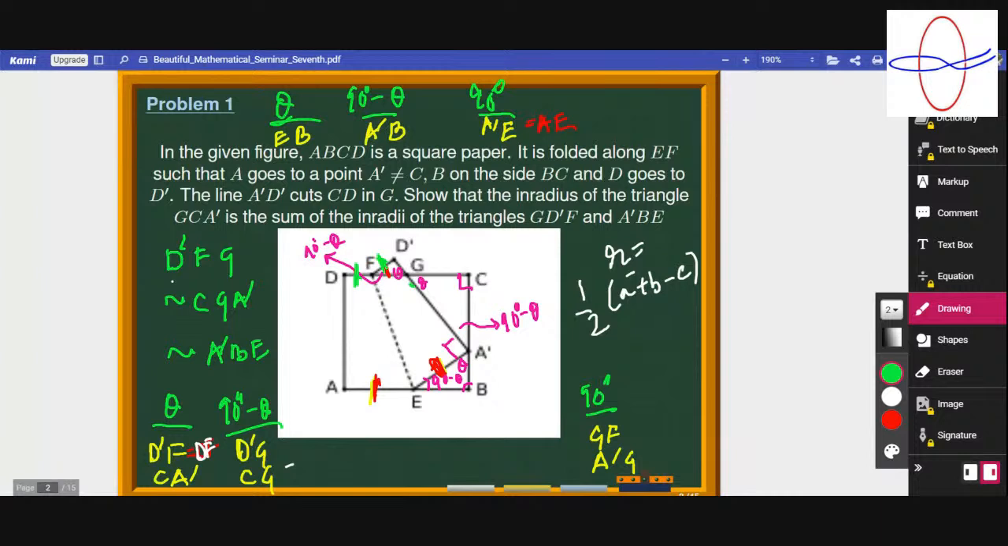F dash D is equal to plus E A dash is equal to G A dash. Okay, let's check it out. He's telling that F D dash plus.